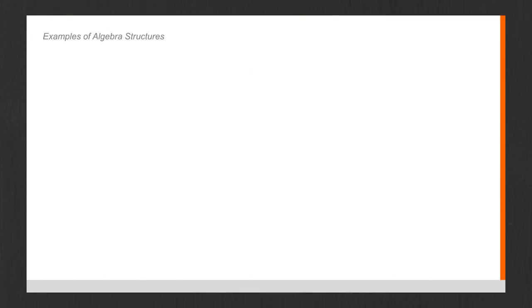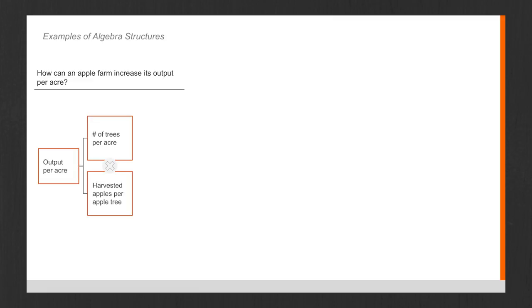So as a first example, suppose our case question is, how can an apple farm increase its output per acre? So it's a real business with a real problem. Well, let's start with the metric that we want to optimize. We want to improve output per acre. I can break it down into a formula. So the output per acre is the number of trees per acre times the number of harvested apples per apple tree. So if I want to increase output, I have to increase either one or the other.